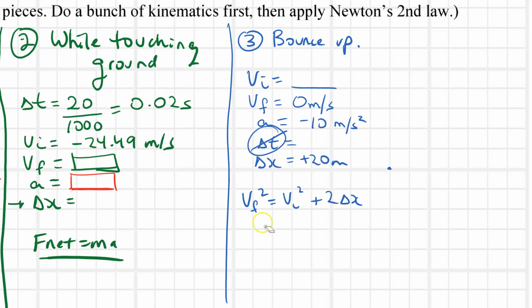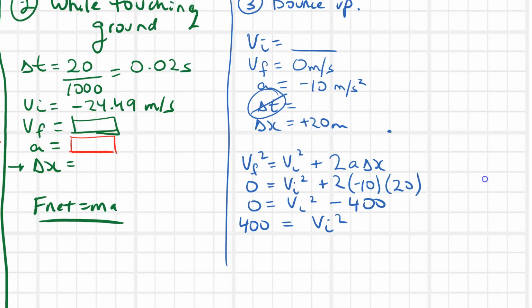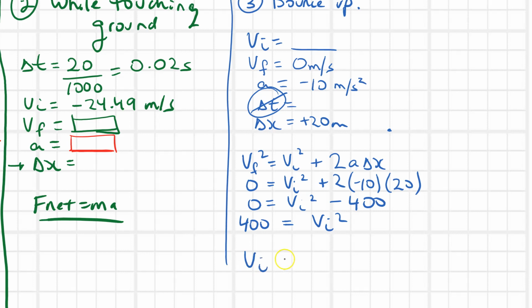So if I plug in my numbers here, I've got 0 squared equals vi squared plus 2, I forgot an acceleration here, 2a delta x. So 2, and the acceleration is -10, and the displacement is 20. So I'm going to get 0 is equal to the initial velocity squared minus 400. So if I add 400 to both sides, I can say 400 is equal to vi squared. And now when I do the square root of both sides, vi is equal to plus or minus, what's the square root of 400? 20.